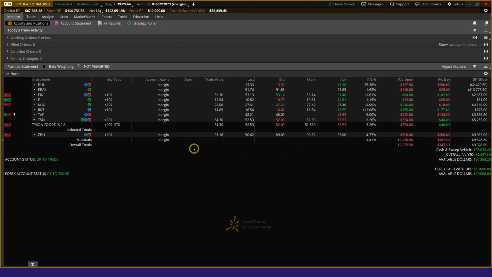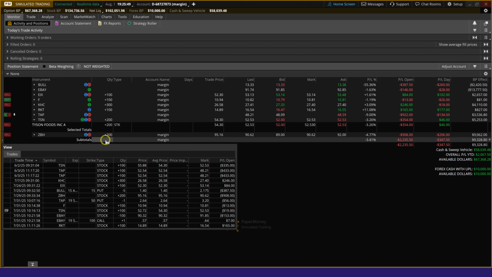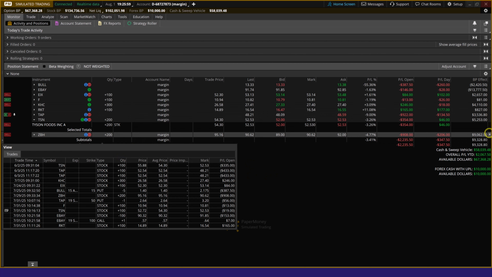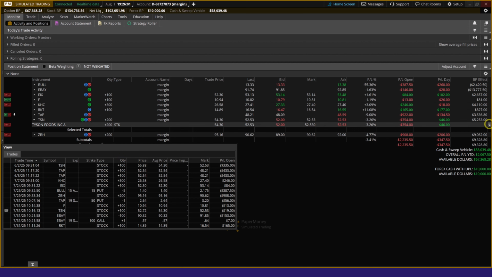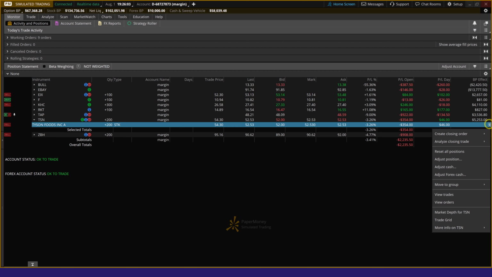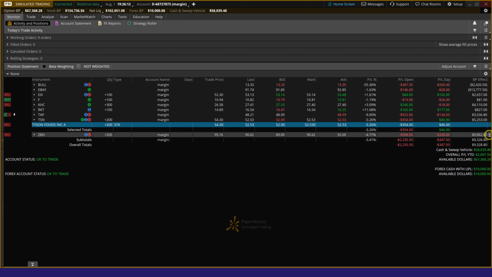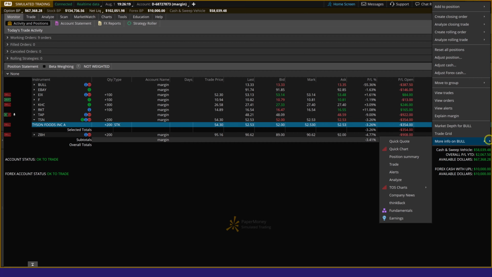And I want to show you this too. If you click right here under quantity on subtotals, it's going to give you all of the information real quick. So if you wanted to get a quick overview, you could click that area too. Over here, this menu, when we click it, gives us yet another way to manage and monitor our positions. It also has a menu right next to subtotals.